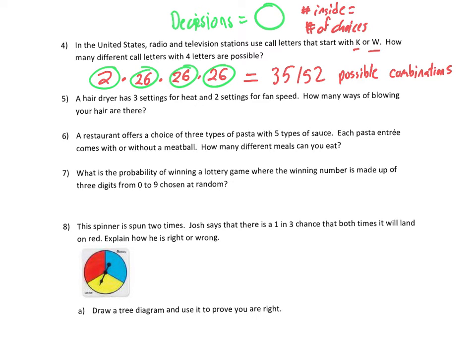Okay, so we have 2 decisions to make here. We have to choose the heat and we have to choose the fan speed. We have the circles in there, and then we're going to put inside how many choices we have. How many choices do we have for heat? We've got 3 different settings. And how many different settings for fan speed? We've got 2. So then I multiply those 2 numbers, and I end up with 6 ways of blowing my hair. Woo!